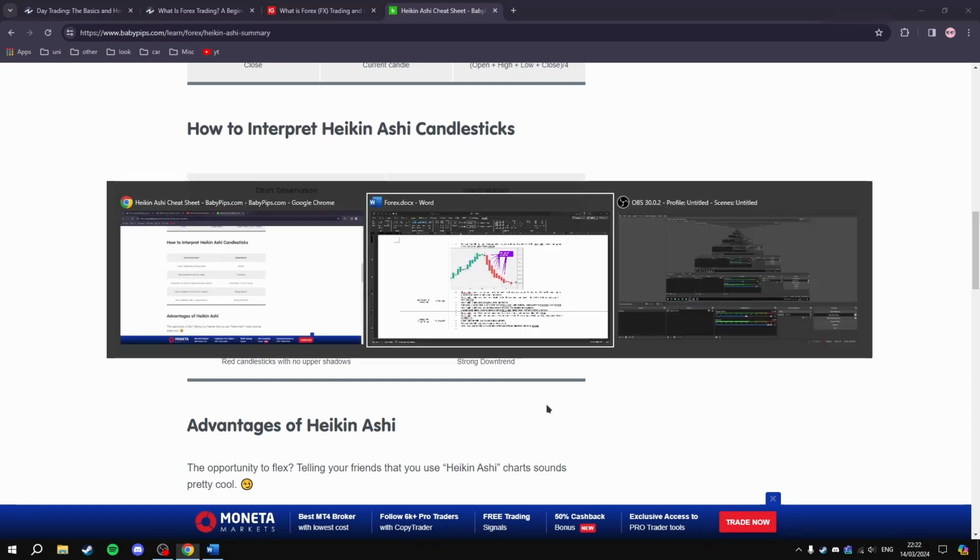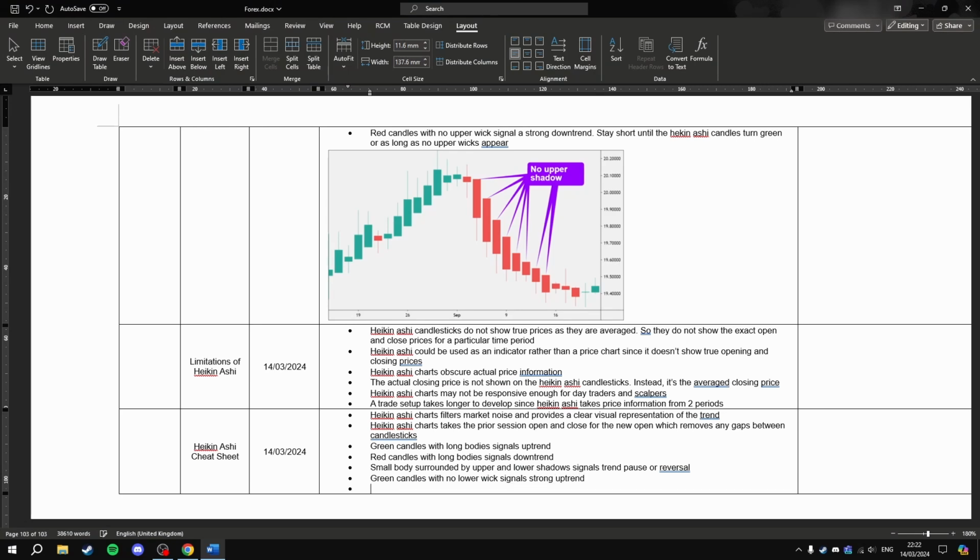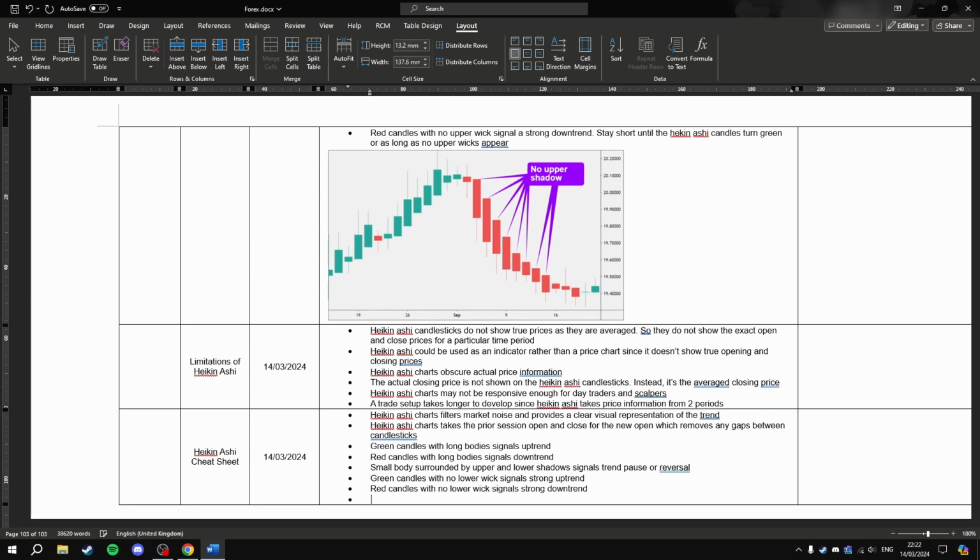Green candles with no lower wick signal a strong uptrend. Red candles with no upper wick signal a strong downtrend.